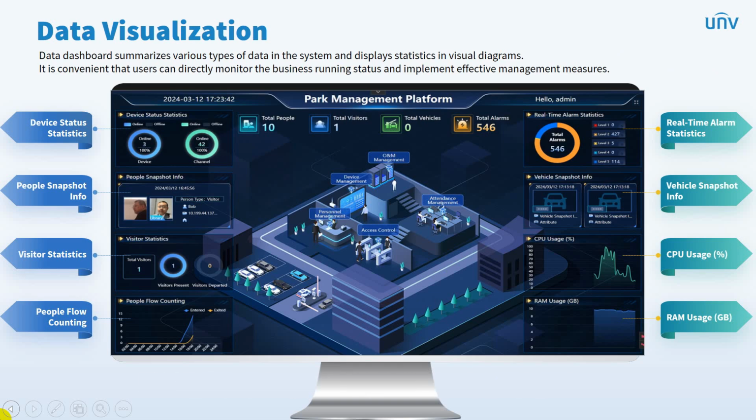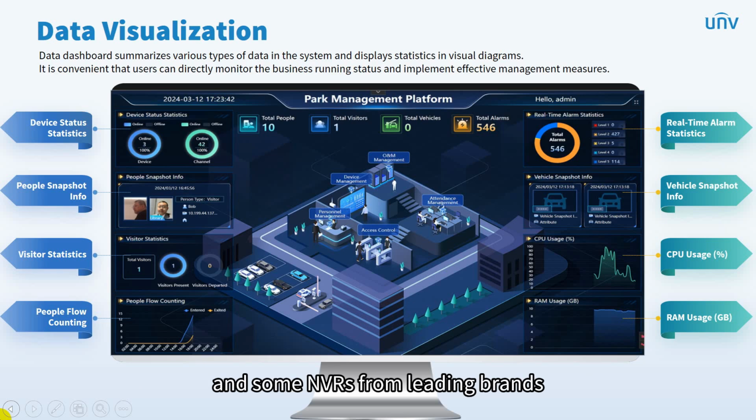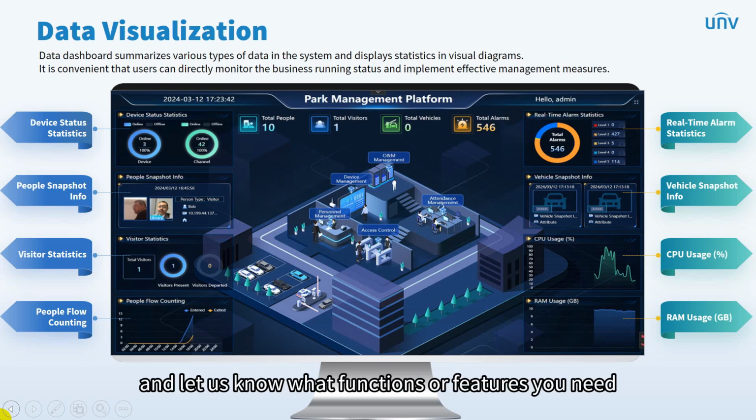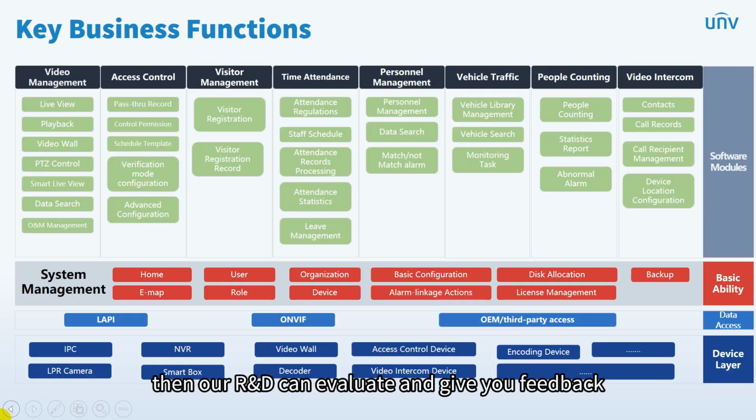By now, UNV Guard can connect most IPCs via UNV protocol and some NVRs from leading brands. If you want to connect third-party devices, just provide us with the API or SDK document and let us know what functions or features you need. Then our R&D can evaluate and give you feedback.